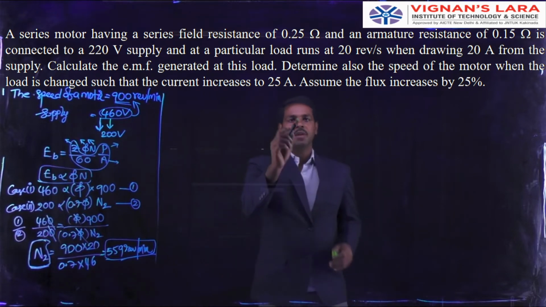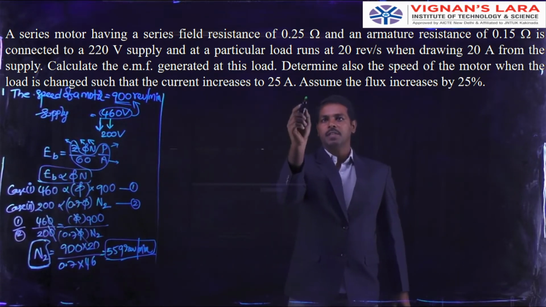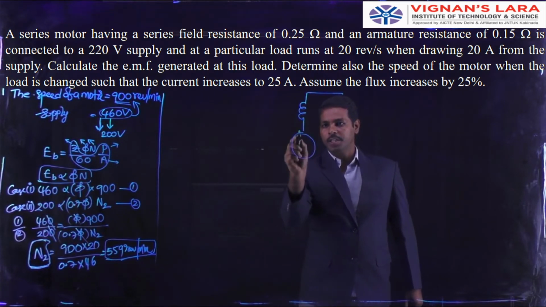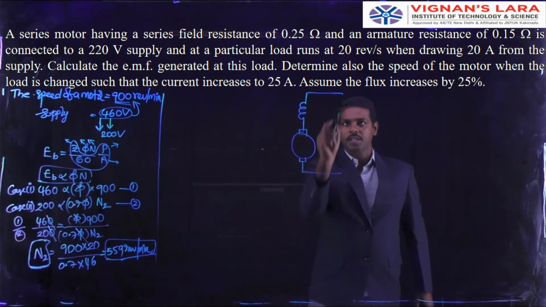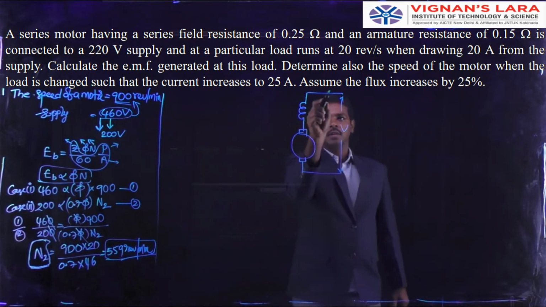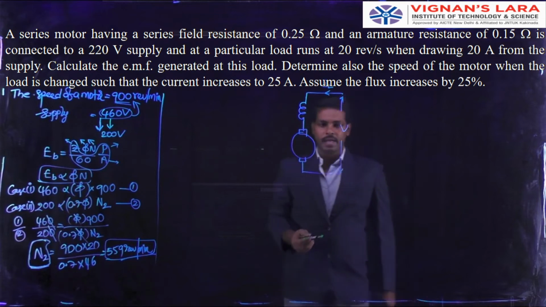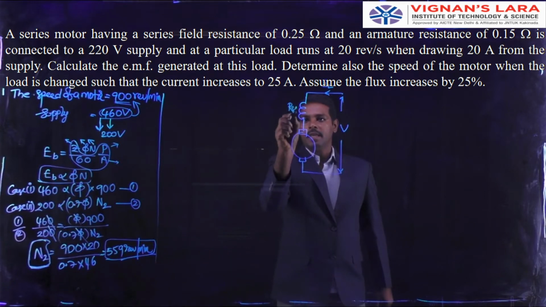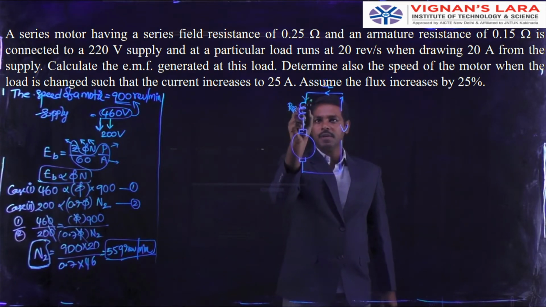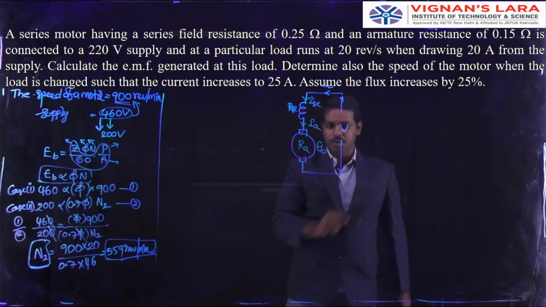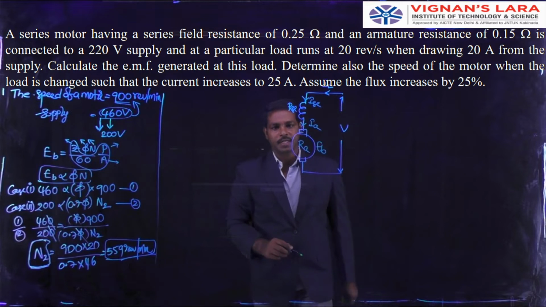First, we have to draw the circuit diagram of a series motor. The series field winding is connected in series with the armature across the supply voltage V volts. The line current is denoted by IL, the series field resistance is RSE with series field current ISE, and the armature current is IA. The resistance of the armature is RA, and the back EMF is EB.